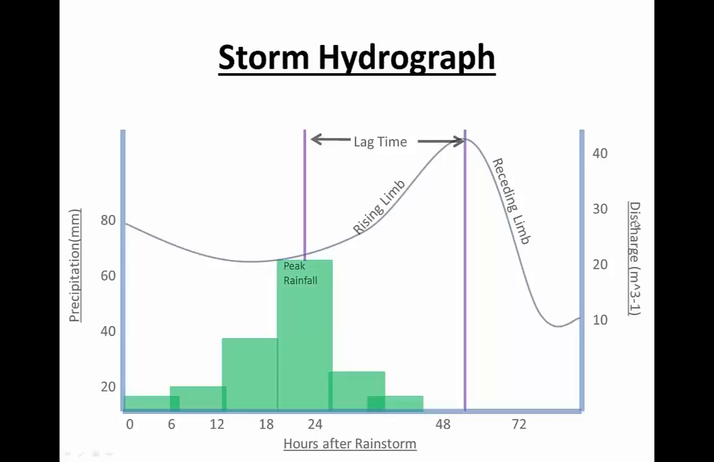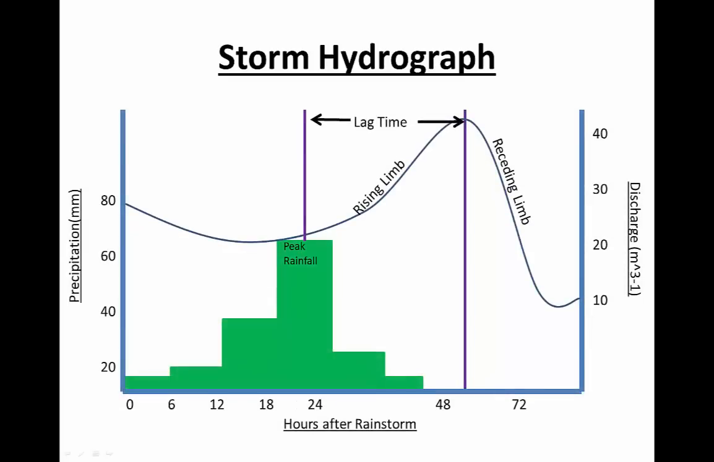Now we're going to look at the storm hydrograph. We looked at this in our AS Physical Geography course, and it effectively shows the characteristics of a storm and the effects it has on river discharge. So these green bars here show the levels of precipitation, and the axis on the opposite end shows the levels of discharge, which is highlighted with the blue line. Then we have the hours of the rainstorm shown on the x-axis, which runs from 0 to 72.